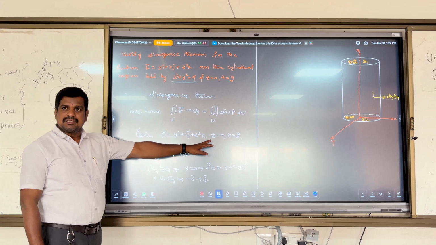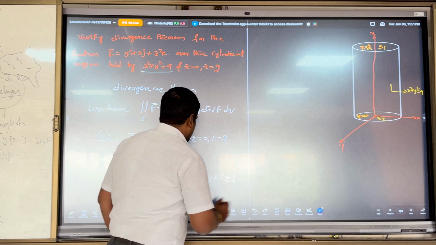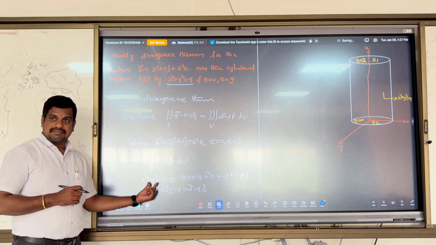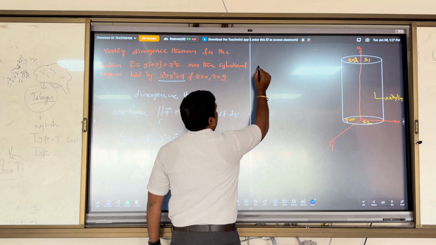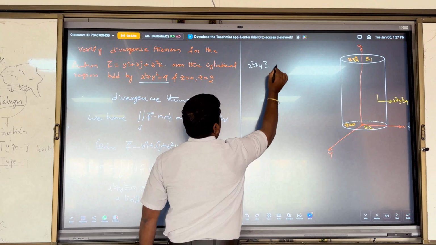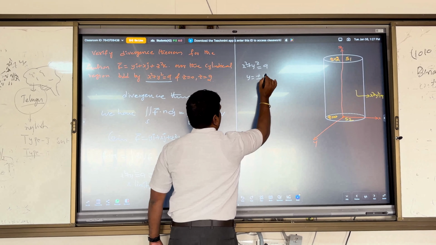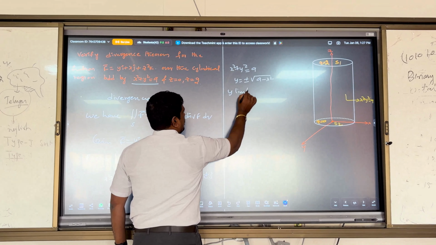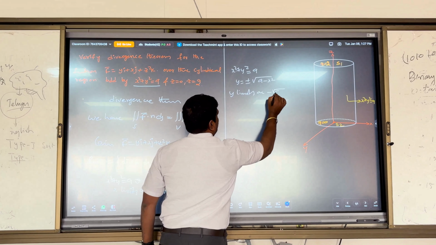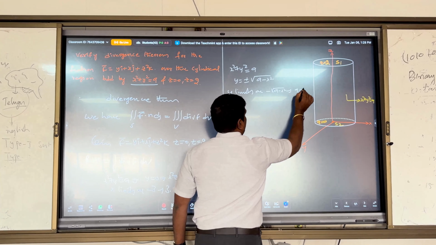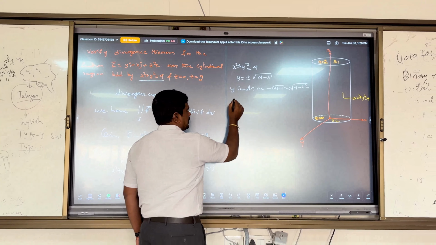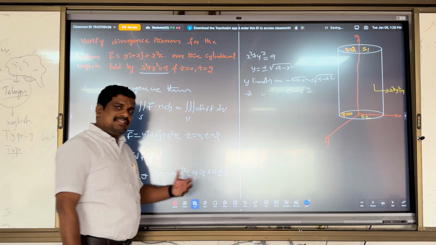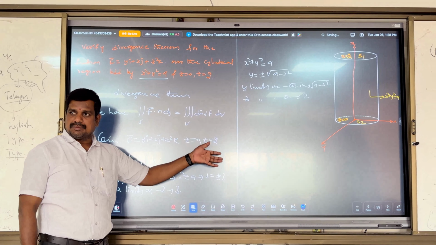The z limits are already given, 0 to 2. Next, we have to find the y limits. Whatever equation is given, we solve for y. From x square plus y square equals 9, y equals plus or minus root of 9 minus x square. Therefore the y limits are minus root of 9 minus x square to root of 9 minus x square, and the z limits are 0 to 2.